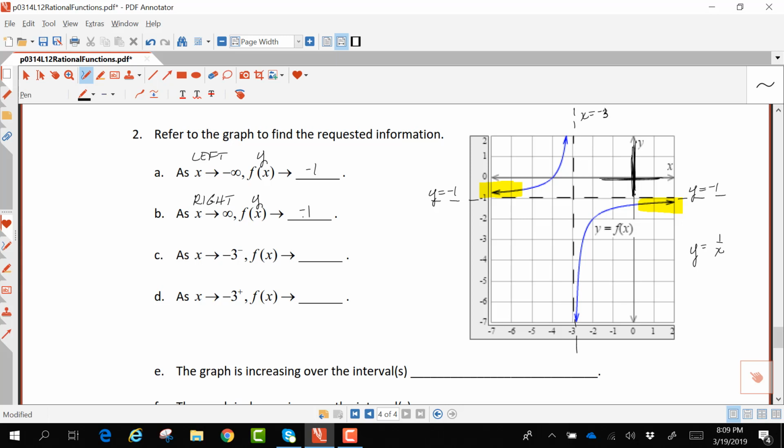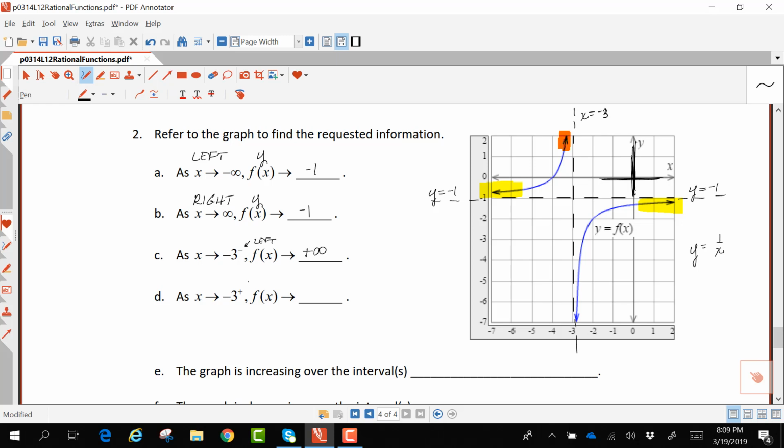Part C says, as x is approaching -3 from the left, that little negative exponent means from the left. So x approaching -3 from the left side is here, which I've highlighted in the dark orange. And when we highlight that area, the y value is going up. So f of x is approaching positive infinity.